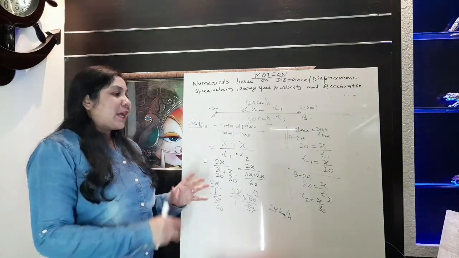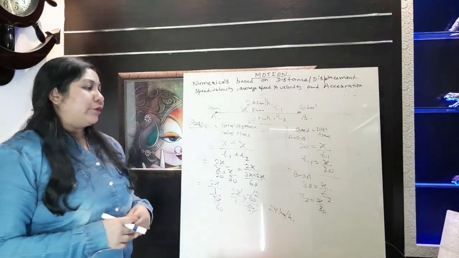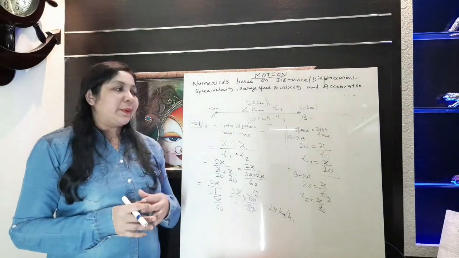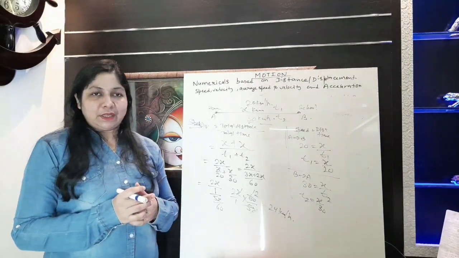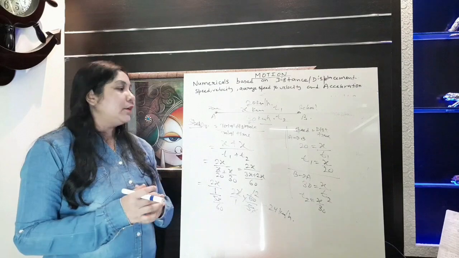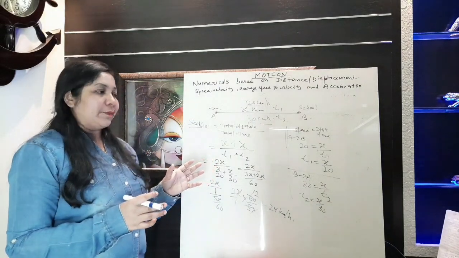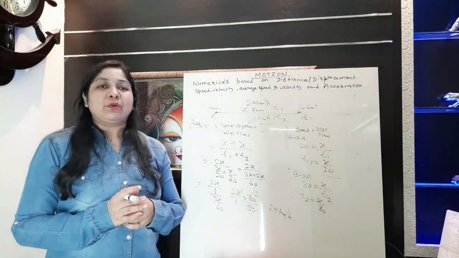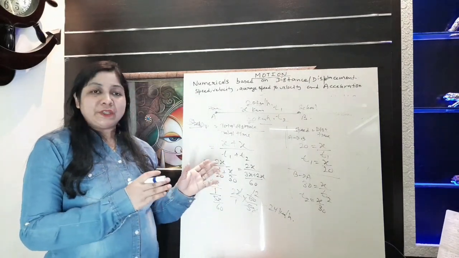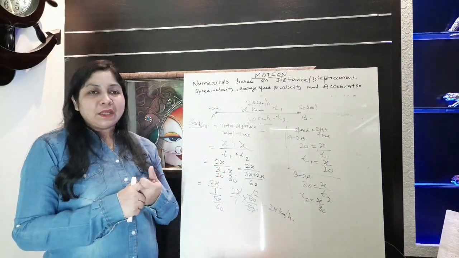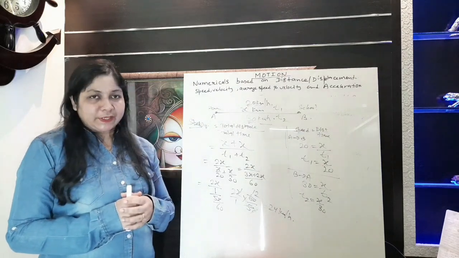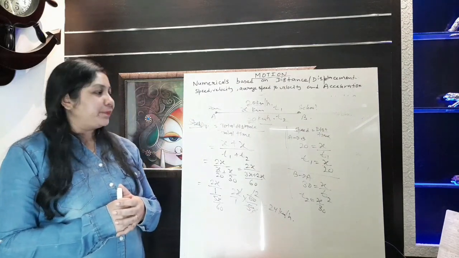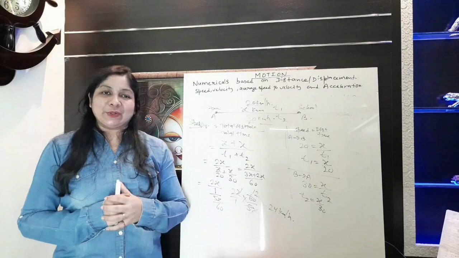Got it? So this type of question is in your textbook. Actually, there are many more types of questions, but these two are very important that we need to understand. So I explained both types of examples here. So I think you can solve all the numericals based on these two topics, that is average speed and distance and displacement. Do this, okay?